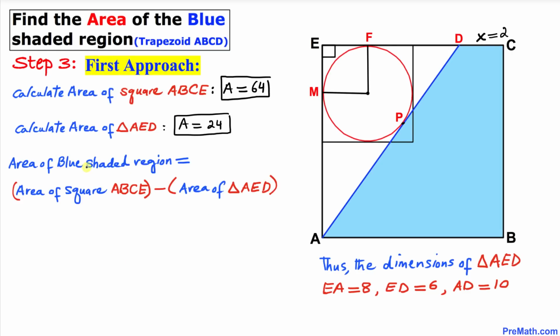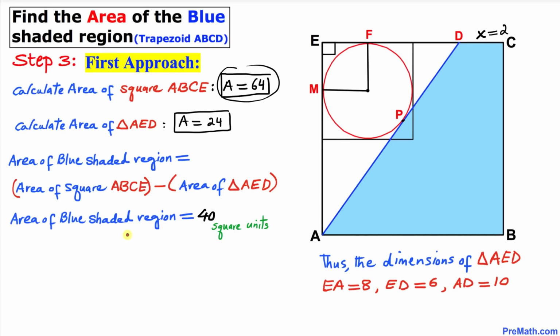So thus the area of this blue shaded region turns out to be the area of this square ABCE, which we just figured out is 64, minus the area of this triangle AED, which is 24. If we simplify that, 64 minus 24 is going to be 40. So thus the area of this blue shaded region turns out to be 40 square units.